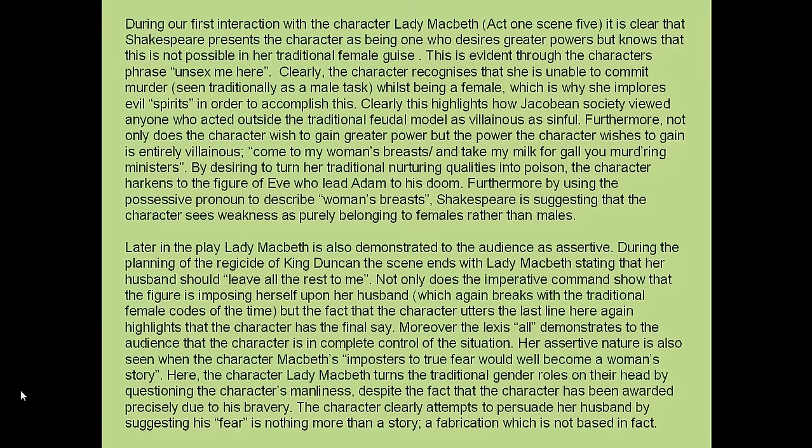Moreover, the lexis, which means words, "all," demonstrates to the audience that the character is in complete control of the situation. Her assertive nature is also seen when the character questions Macbeth's imposters to truth: "fear would well become a woman's story." Here, the character Lady Macbeth turns traditional roles on their head by questioning the character's manliness, despite the fact that the character has been awarded precisely due to his bravery. The character clearly attempts to persuade her husband by suggesting his fear is nothing more than a story, a fabrication which is not based in fact.